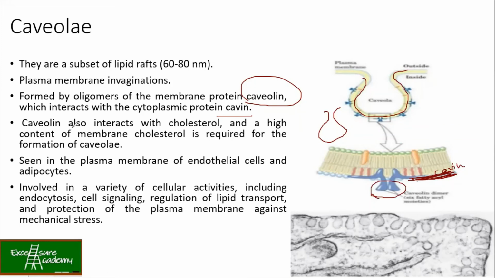Okay? Caveolin interacts with cholesterol. A high content of membrane cholesterol is required for the formation of the caveolae. So what they form is the caveolae. They bind to the cytoplasmic protein cavin, caveolin dimer, and result in the formation of a caveolae, or in simple words, membrane invagination. Okay? Especially they are seen in the endothelial cells and the adipocytes to increase the surface area. They are involved in a variety of cellular activities like endocytosis, cell signaling, lipid transport, protection of the plasma membrane against mechanical stress, etc. Clear? Is this clear? Okay.